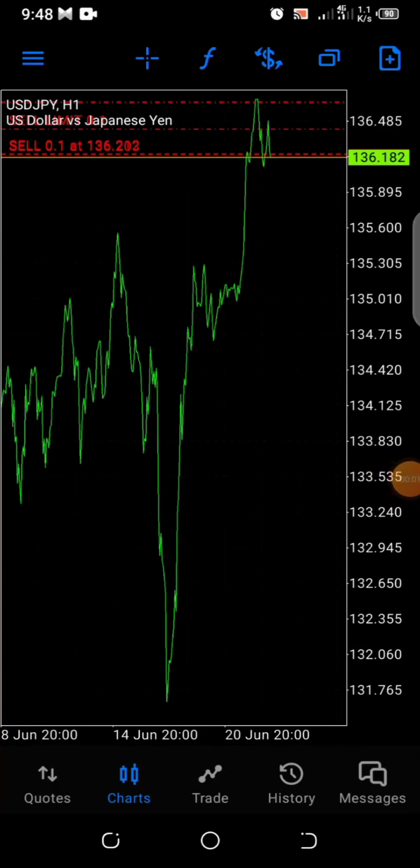Don't worry, your phone is not misbehaving. This is called a line chart. Yes, I want to show us how to use a line chart to trade and also to spot a very good trade entry.